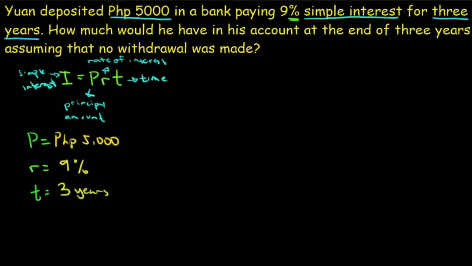Next thing to do is to plug in the values. Again, we're looking for I. To do that, multiply si P kay R and kay T. So, plug in na natin. Principal amount is 5,000. Multiplied by the rate, which is 9%. Now, hindi ko pwedeng ilagay dito yung 9% because I cannot multiply unless mawala yung percent symbol, which means we need to convert 9% into decimal.